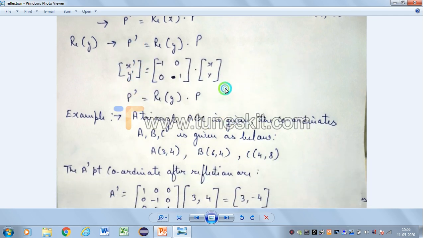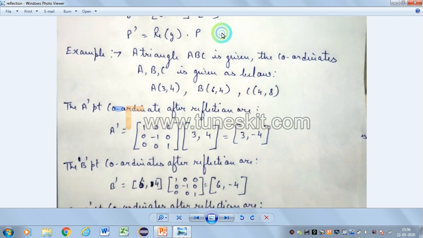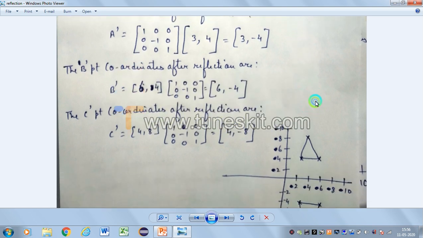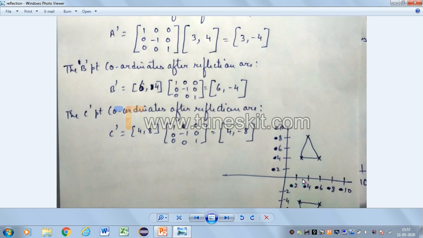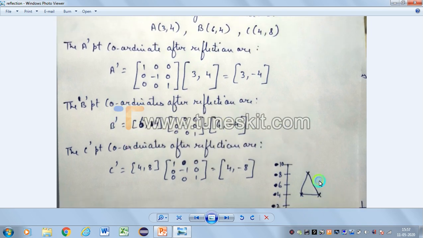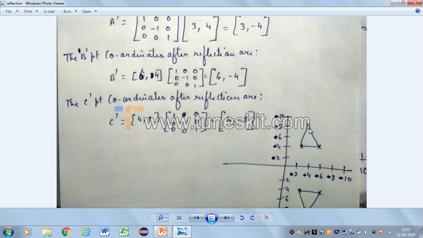Now take a live example. Take a triangle ABC. Their coordinates: A is 3, 4, B is 6, 4, and C is 4, 8. These are the three vertices of a triangle. Now our question is how we reflect this triangle. This is 3, 4, right? Put a cross here. Next is 6, 4. This is 6 and this is 4, put a cross here. Next is 4, 8. This is 4 and this is 8, put a cross here. So join these and you get a triangle.